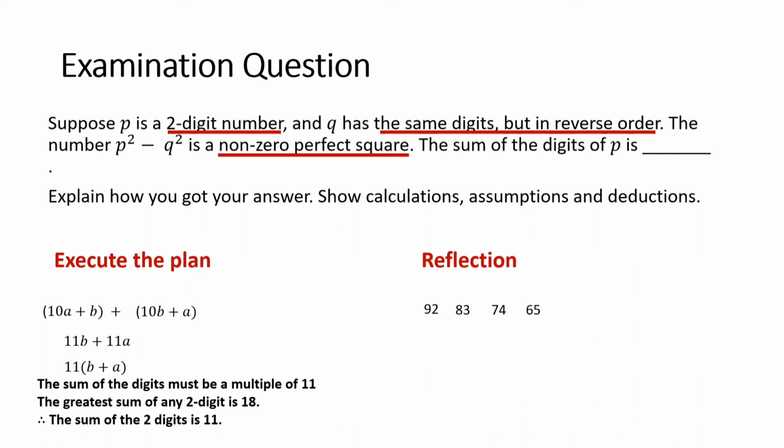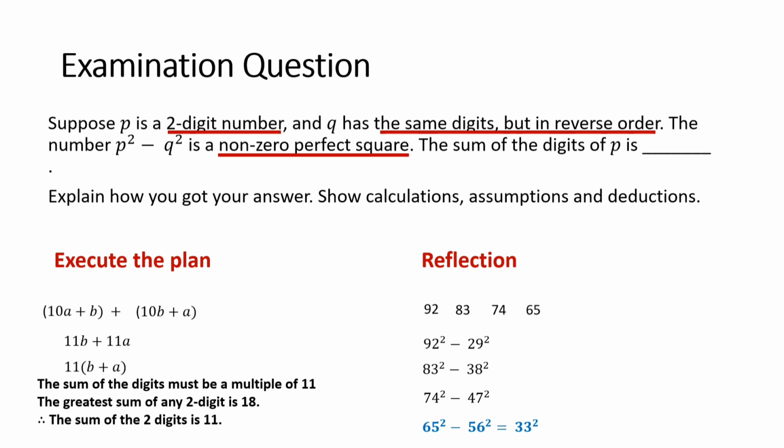Now let's check the perfect squares. 92 squared minus 29 squared will not give me a perfect square. 83 squared minus 38 squared will not give me a perfect square. 74 squared minus 47 squared will not give me a perfect square. However, 65 squared minus 56 squared will give me a perfect square, that is 33 squared.